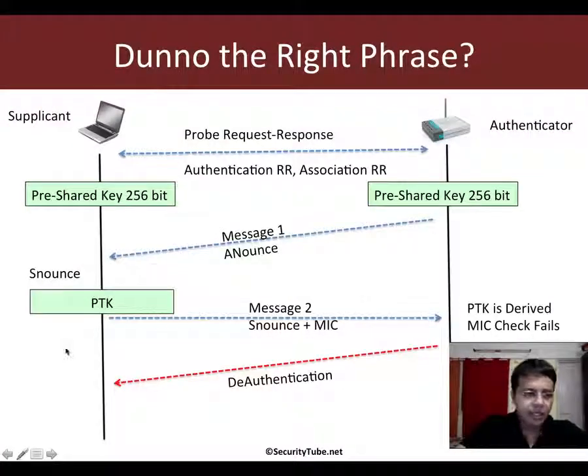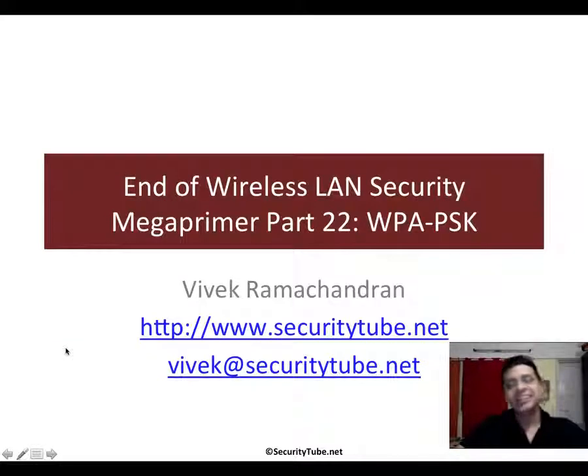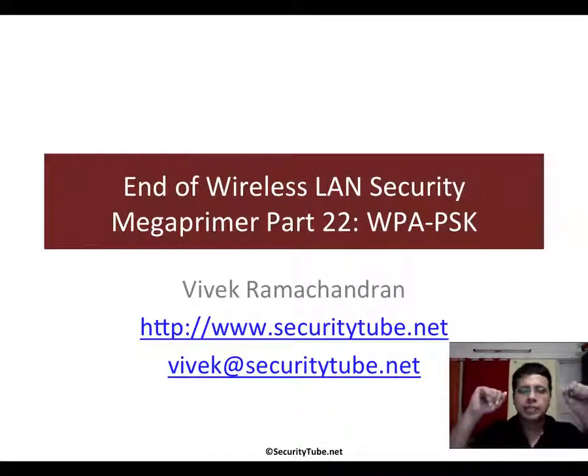Okay, this brings us to the end of the discussion of WPA PSK. Hope you've understood the four-way handshake, how from the passphrase we end up with the pre-shared key, and how using the pre-shared key and the four-way handshake we create the PTK or the pairwise transient key, which is used for encryption for the current session, right?